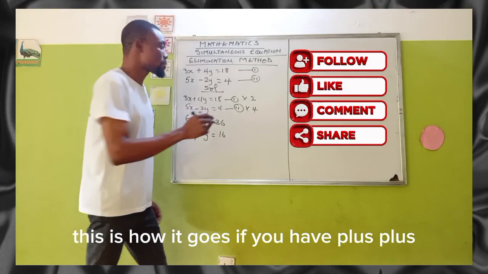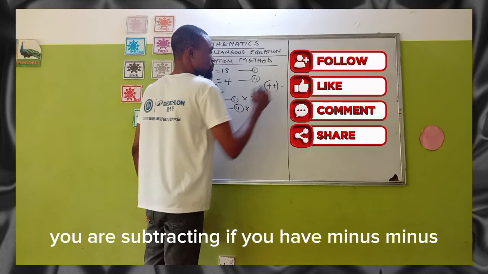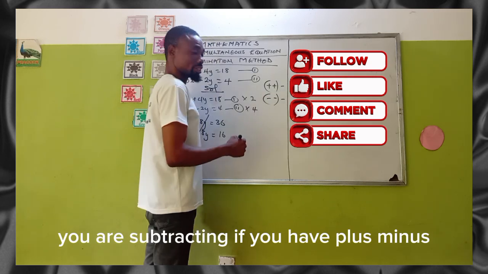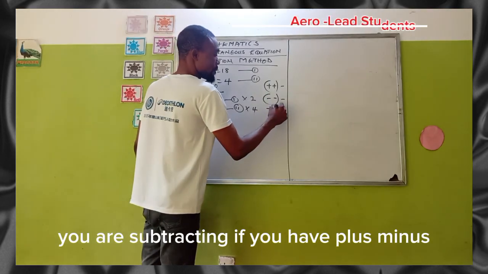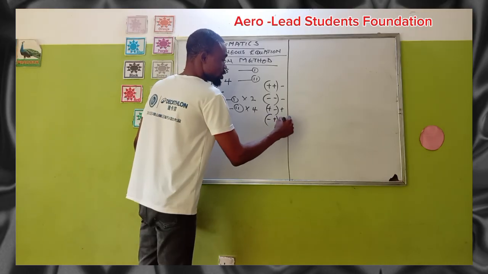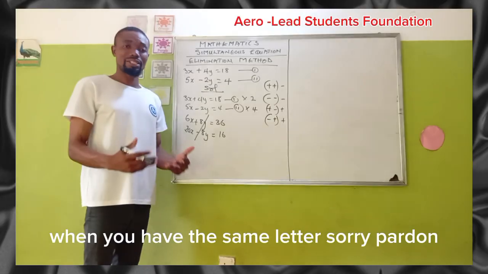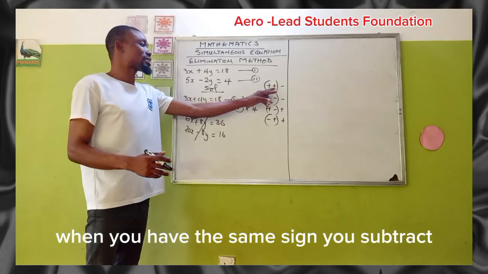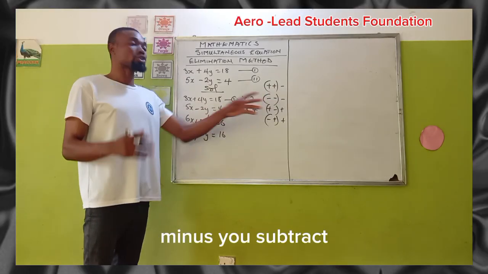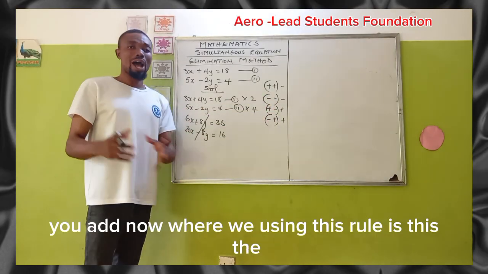This is how it goes. If you have plus plus, you are subtracting. If you have minus minus, you are subtracting. If you have plus minus, you are adding. If you have minus plus, you are adding. So what that means is when you have the same sign, plus plus or minus minus, you subtract. When you have different signs, plus minus or minus plus, you add.